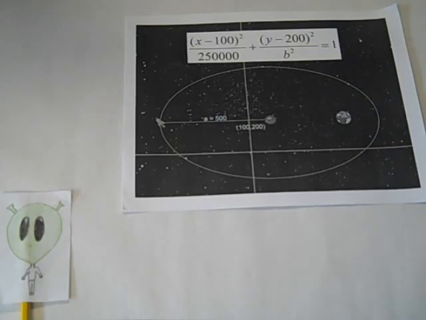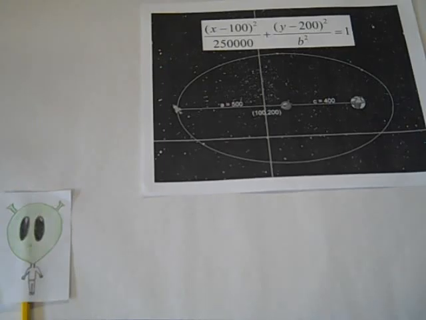Because the equation has a squared, he must square 500, which is 250,000. (x minus 100) squared over 250,000 plus (y minus 200) squared over b squared equals 1.